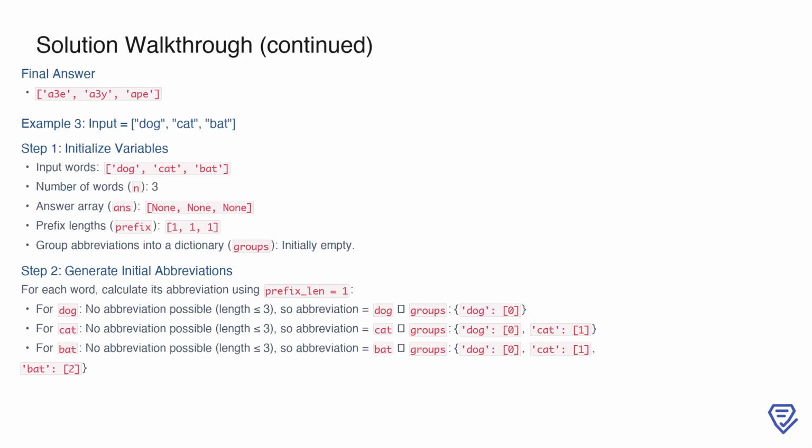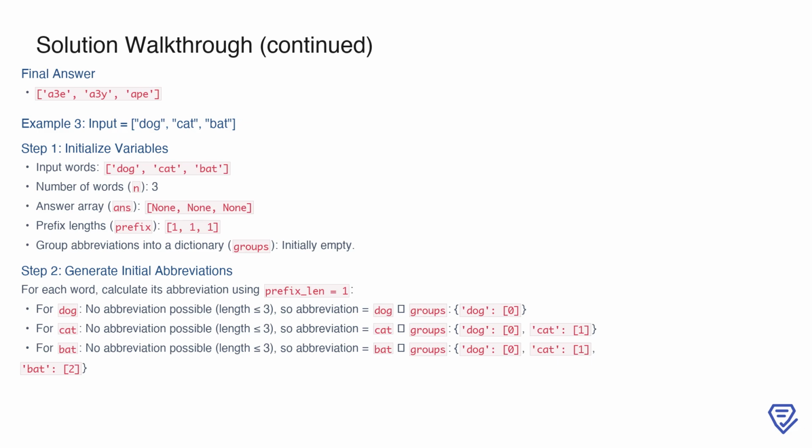Moving on to the next example, the input list is dog, cat, bat. We initialize the variables. There are 3 words, so n is set to 3. The answer array is initialized to None, None, None, and the prefix lengths are set to 1, 1, 1. The groups dictionary starts empty.